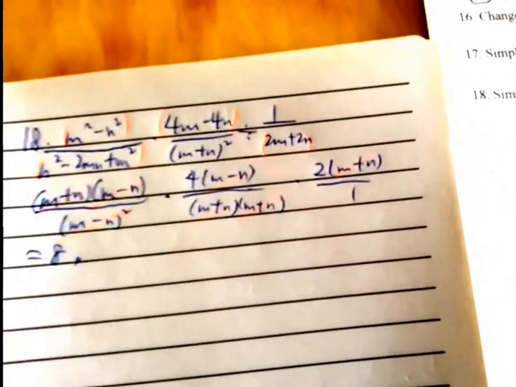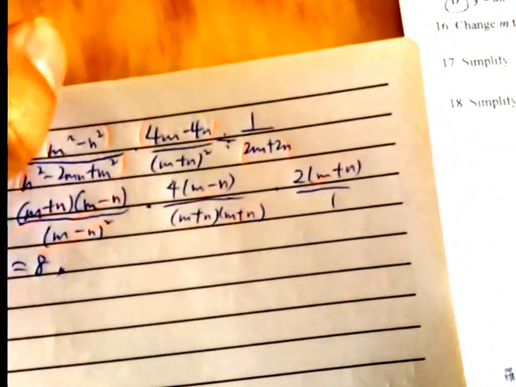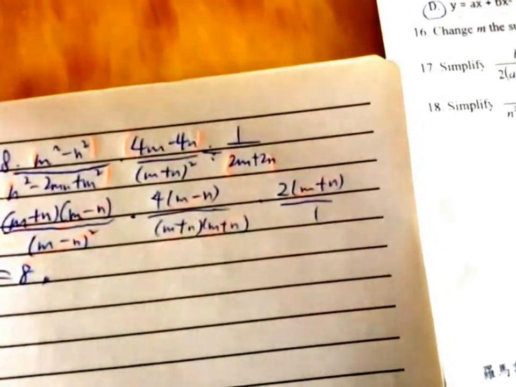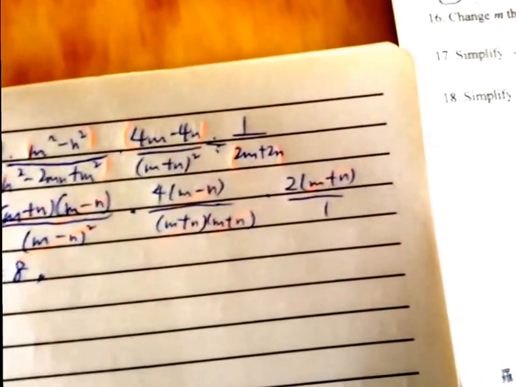So this is a 4 marks question. 1 mark here, 1 mark here, and there's 1 mark here. So if you know the tricks, you will get 3 marks. If you don't know the tricks, just cancel, get 0 marks.